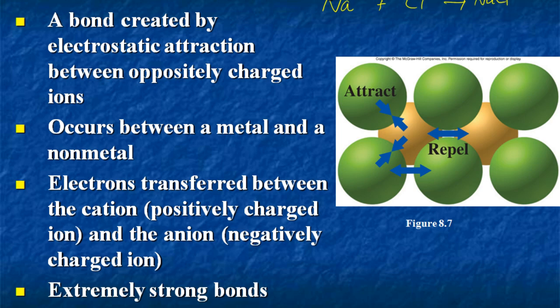When we say Na+, sodium is atomic number 11. Neutral sodium has 11 protons and 11 electrons. Na+ has how many electrons? 10, one electron less, right? What happened to that one electron?